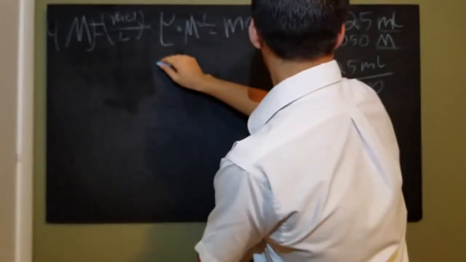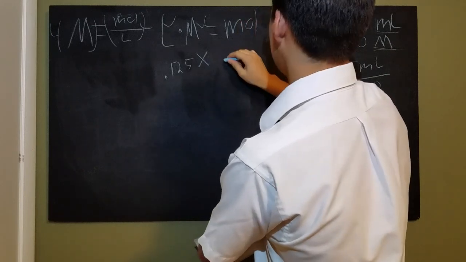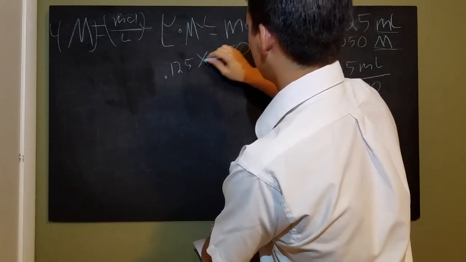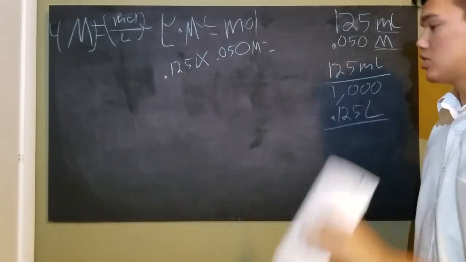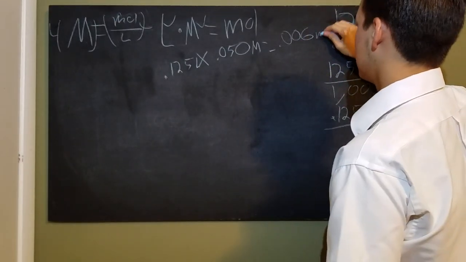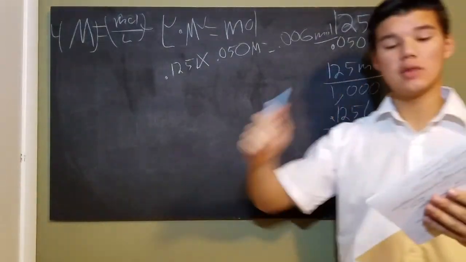So that's 0.125 times 0.050. And that should get you 0.006 moles, with sig figs and stuff. So now you have moles. But the question asked how many grams of beryllium chloride.